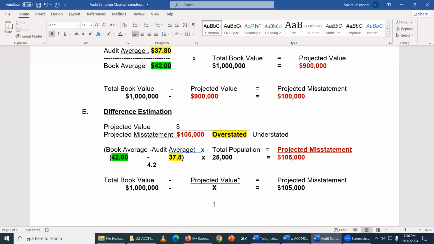Okay, and solving that for X, probably the easiest way to do it is to add X to each side and then subtract 105,000 from it. But you're going to end up with X equal to 895,000. Yep, very good.